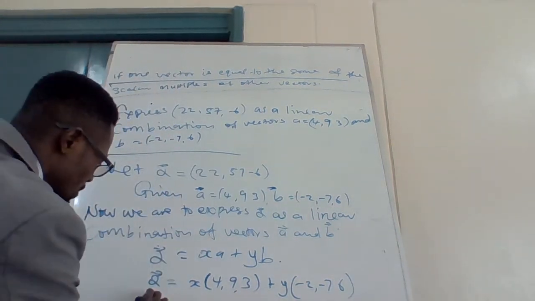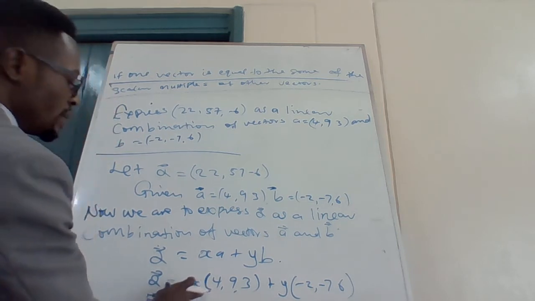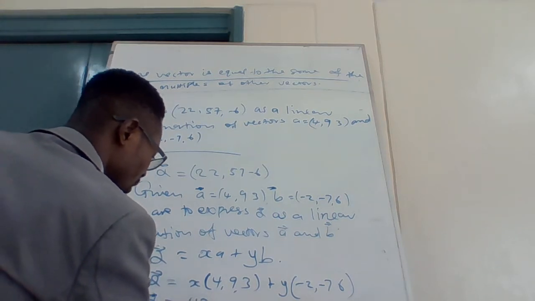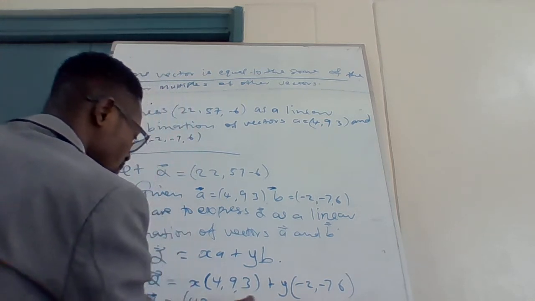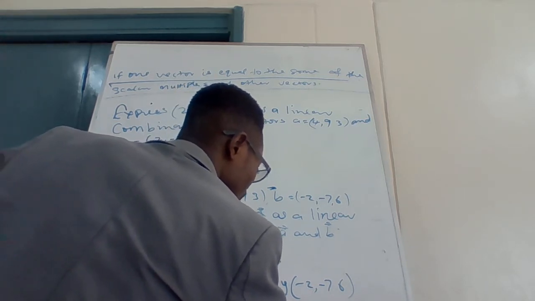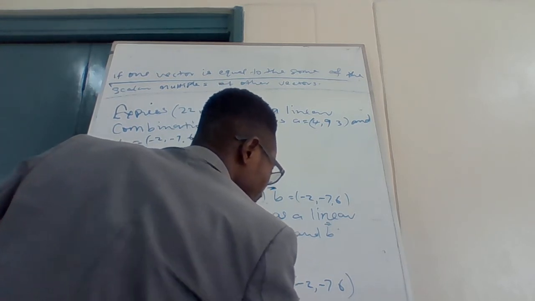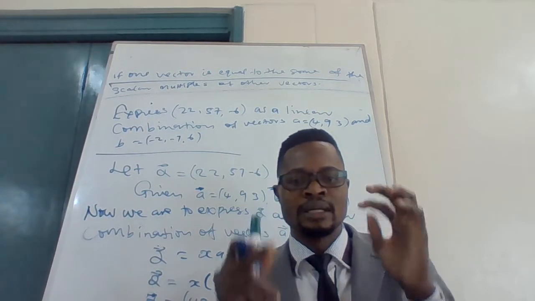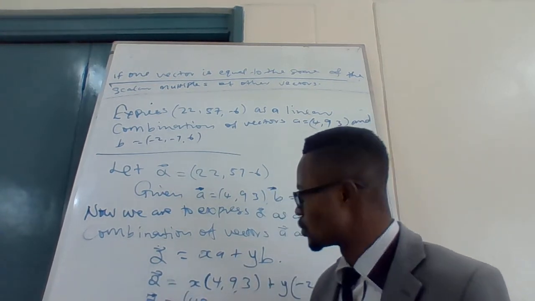So this will give us alpha is equal to, multiplying by the variables, 4x, 9x, then 3x, plus negative 2y, negative 7y, and then 6y. So that is the first thing we have to do, and I have expressed our vectors in this form. This will help us now to represent.